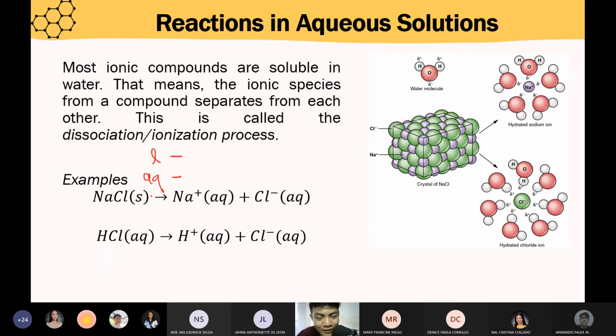Pero when you say water, we don't say aqueous water, liquid water. Kasi water na yung pan-dissolve eh. You cannot dissolve water with water, di ba? Because it is water. So, instead of saying aqueous water, we just say liquid water. And for the others, you dissolve in water, you call it aqueous. Okay? So, what happens when you put your substance in the water?